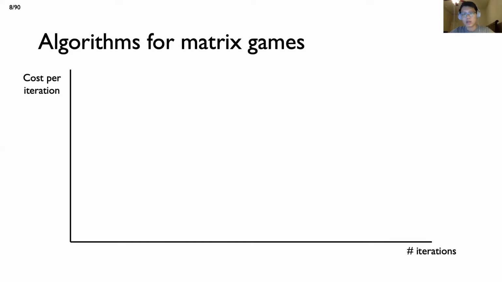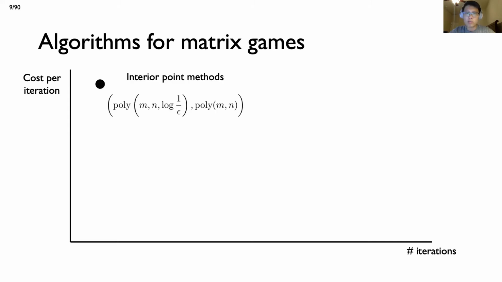The existing literature offers methods supporting a range of trade-offs to solve these types of problems. One end of the spectrum is interior point methods. These algorithms solve the problem in a number of iterations, depending only polylogarithmically on the desired accuracy, at the cost of expensive iterations due to solving linear systems. This makes IPMs suited for applications where the dimension is not too large, but highly accurate solutions are needed.